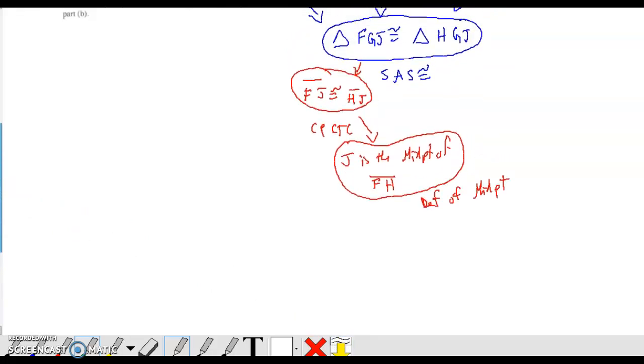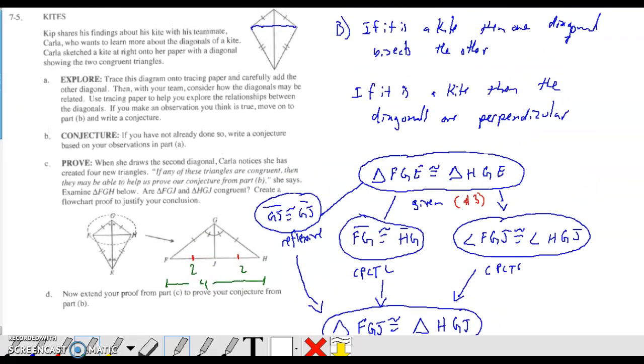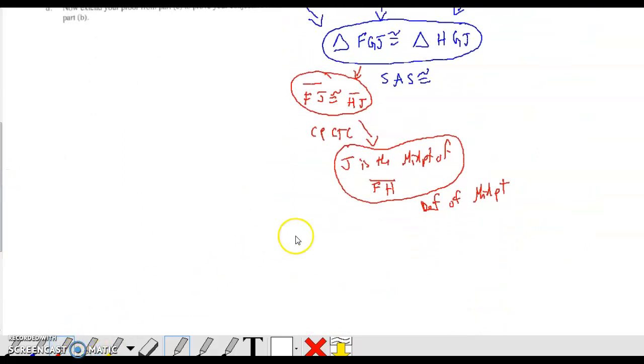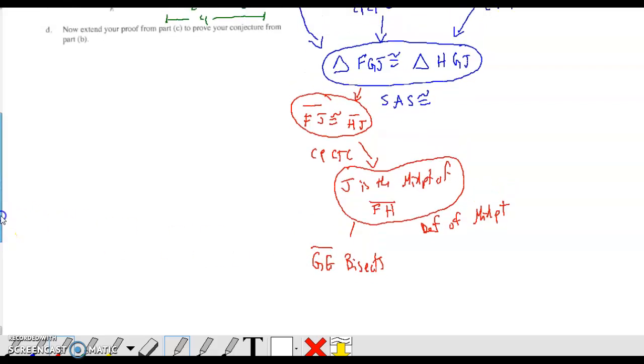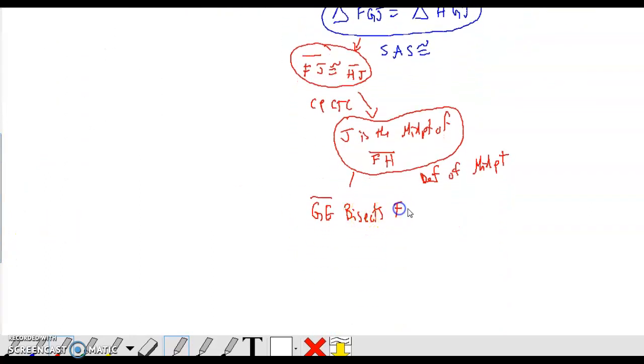Which means that, what was the thing that we were trying to prove? We're trying to prove that one diagonal bisects the other diagonal. So then our final statement is that GE bisects, I think it was GE, let's check. Yes, GE bisects, because this is the line that's bisecting FH. Bisects FH. And why do I get to say that? Definition of a bisector.